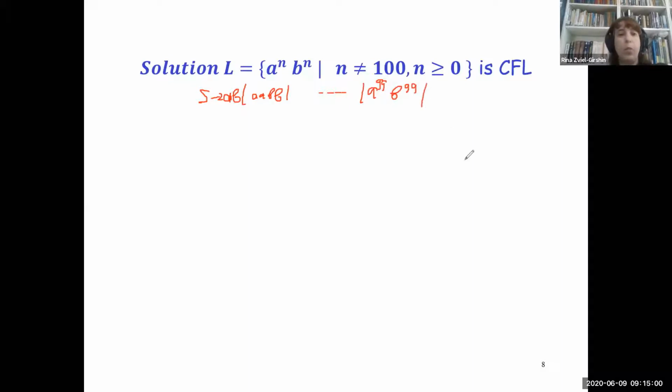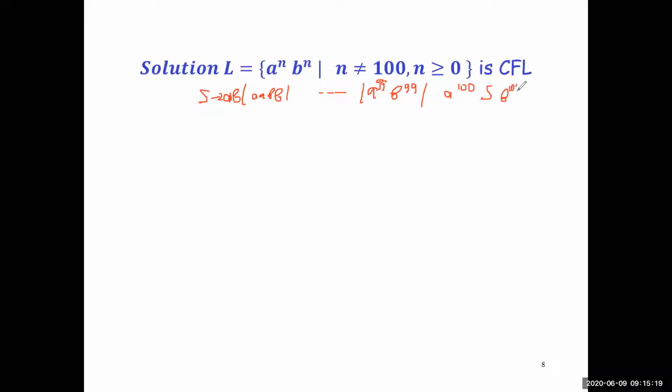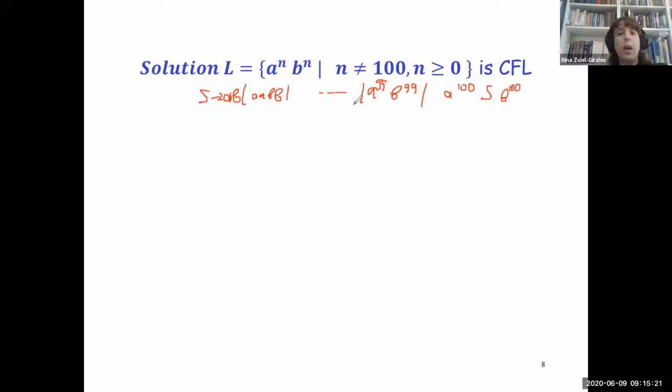Then I will move to the following rule: A in power of 100, S, B in power of 100. Actually, the epsilon word belongs to the language, so I will add epsilon, and here I will change 100 to 101.